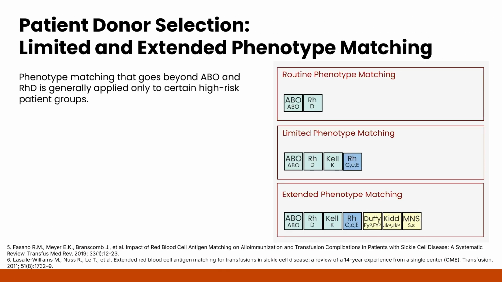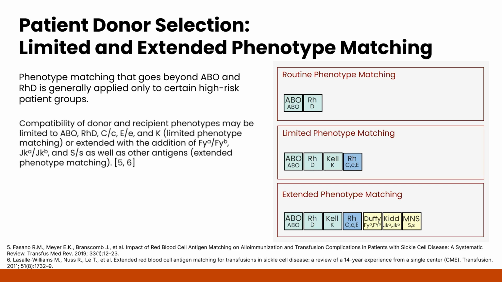What are the recipient-donor phenotype matching types beyond routine? They are limited and extended. Phenotype matching that goes beyond ABO and RHD is generally applied only to certain high-risk patient groups. Compatibility of donor and recipient phenotypes may be defined by the antigens included in the limited phenotype matching, or it can be extended with the addition of specific antigens of the Duffy, KID, and MNS blood groups.